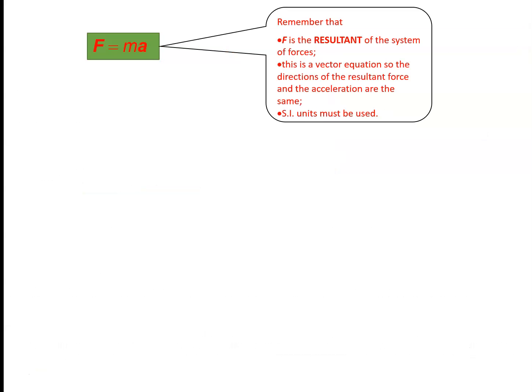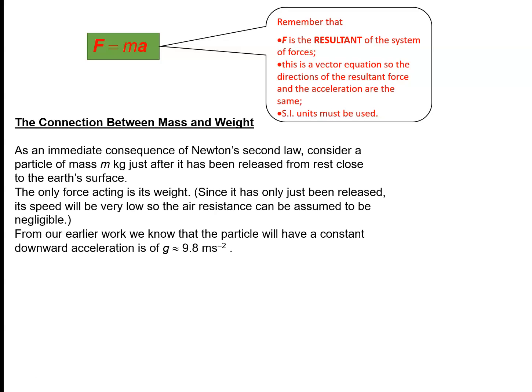It's important that we remember that F is the resultant of the system of forces, that the equation F equals ma is a vector equation, so the direction of the resultant force and the acceleration are the same, and that we must use SI units when we use the equation F equals m times a.